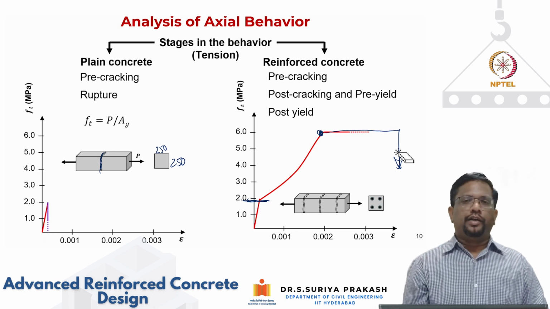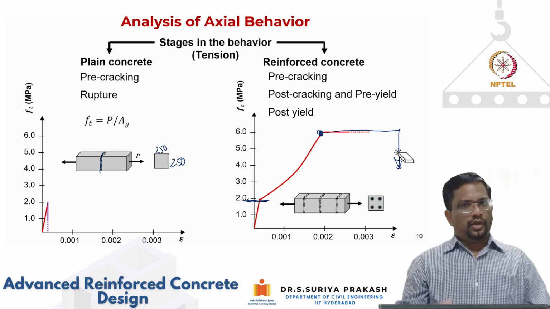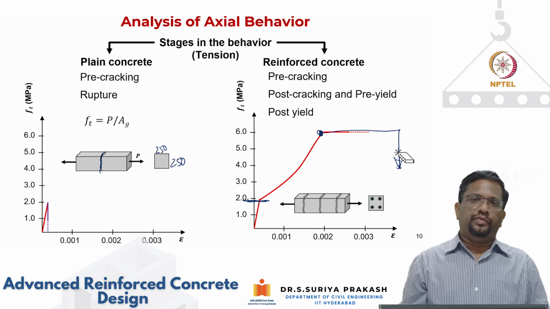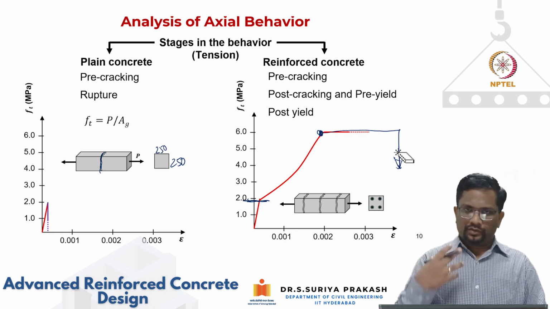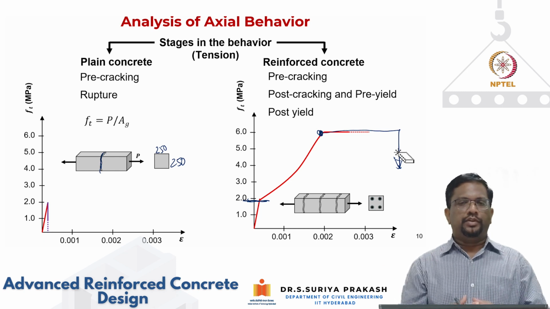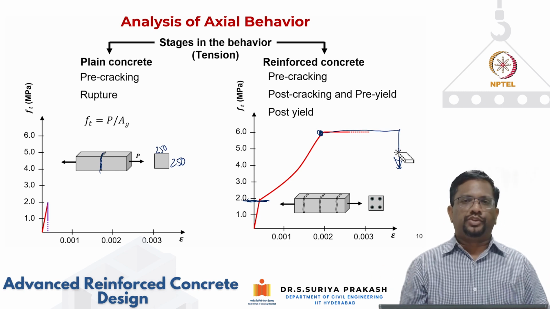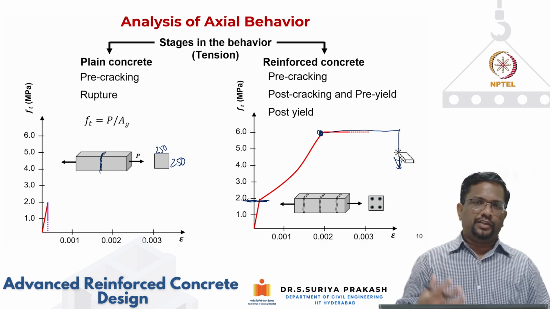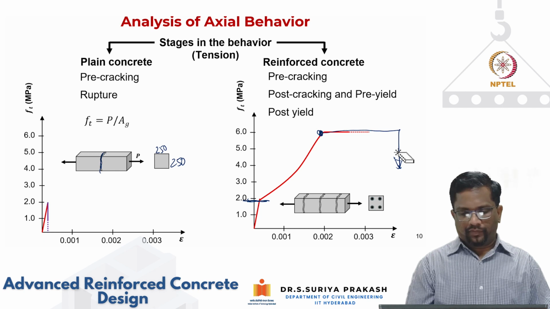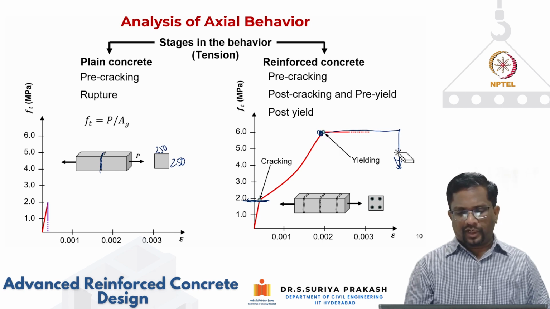So by adding a little bit of steel, we can get a good increase in tension capacity. That is the beauty. We know that concrete is weak in tension, so wherever tension is going to develop, we are going to put steel that is going to help in resisting the applied load. That we'll see. Okay, this is the cracking and this is the yielding.